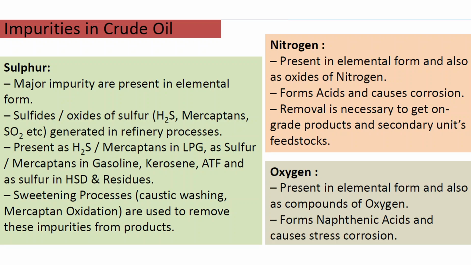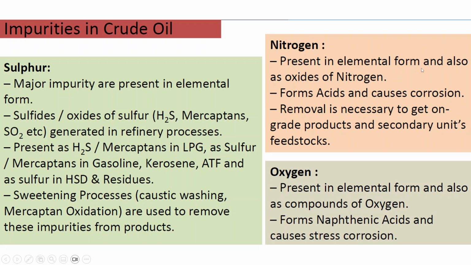Some other impurities found in crude oil are basically sulfur, nitrogen, and oxygen. Sulfur impurities can be present in elemental form or in oxide and sulfide forms, such as hydrogen sulfide, and mercaptans in LPG. The process to remove sulfur is the sweetening process, where caustic washing can be done. Mercaptan oxidation is used to remove these impurities from products.